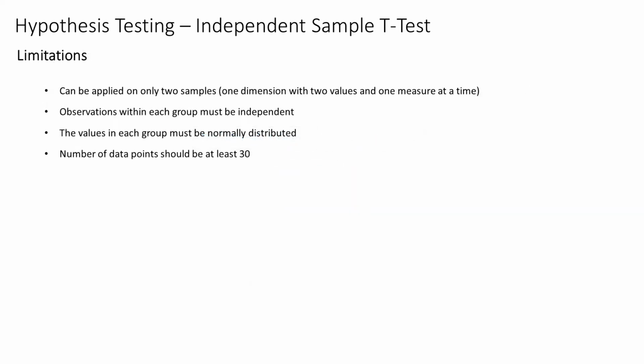The independent sample t-test can be applied on only 2 samples, 1 dimension with 2 values, and 1 measure at a time. Observations within each group must be independent. The values in each group must be normally distributed, and the number of data points should equal at least 30.